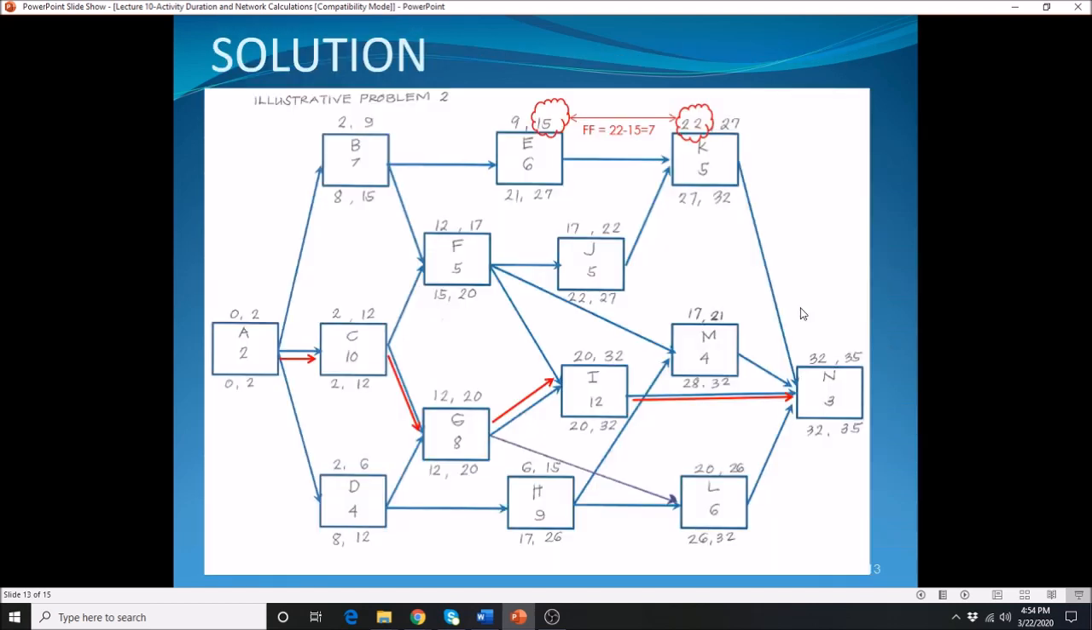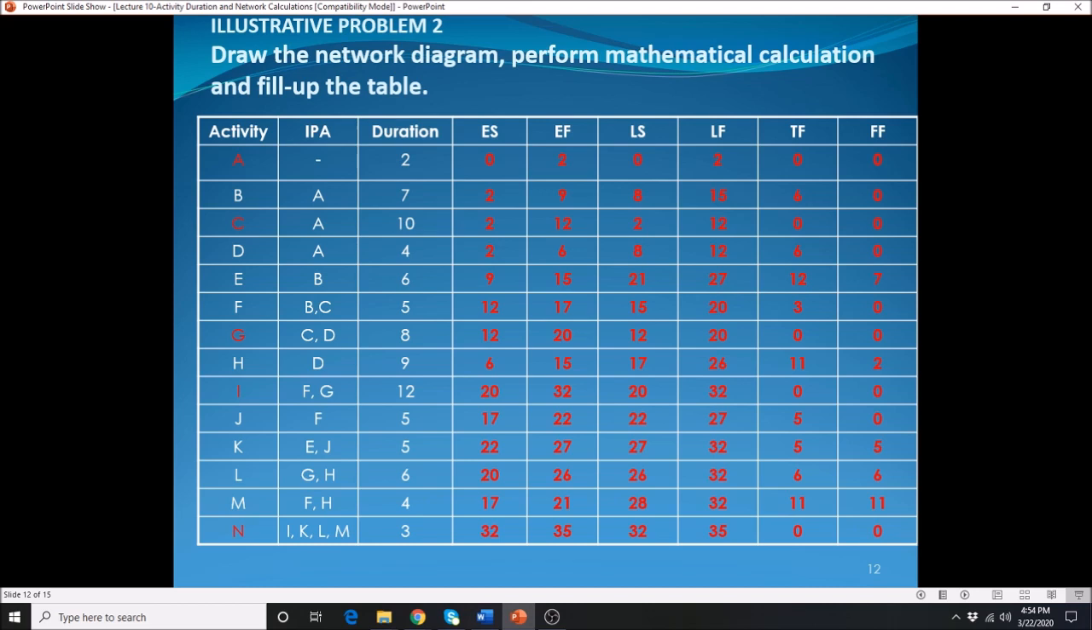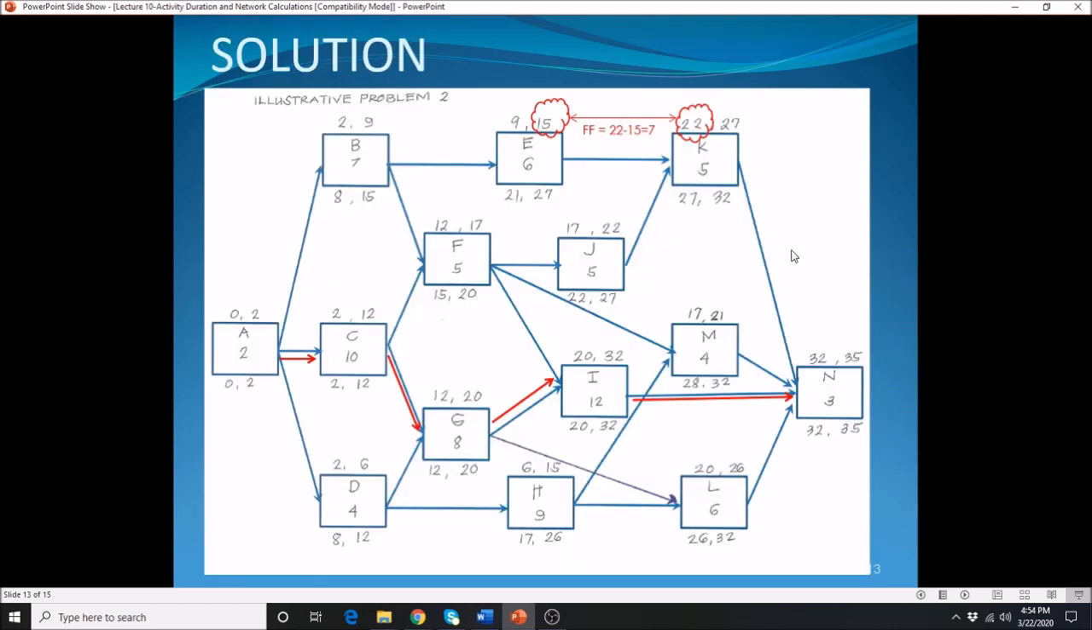Alright, for your activity D, it's not a critical activity. So 8 minus 2, 6. 12 minus 6, that is 6. So they're the same. Take a look at here. Your D, that is your 6. Alright, so that is how you calculate the total float of a given activity.